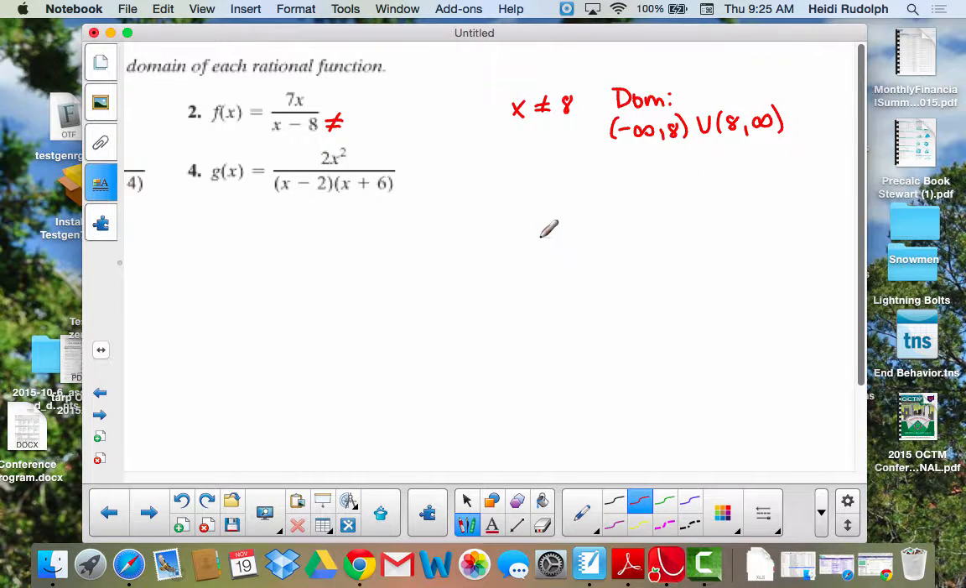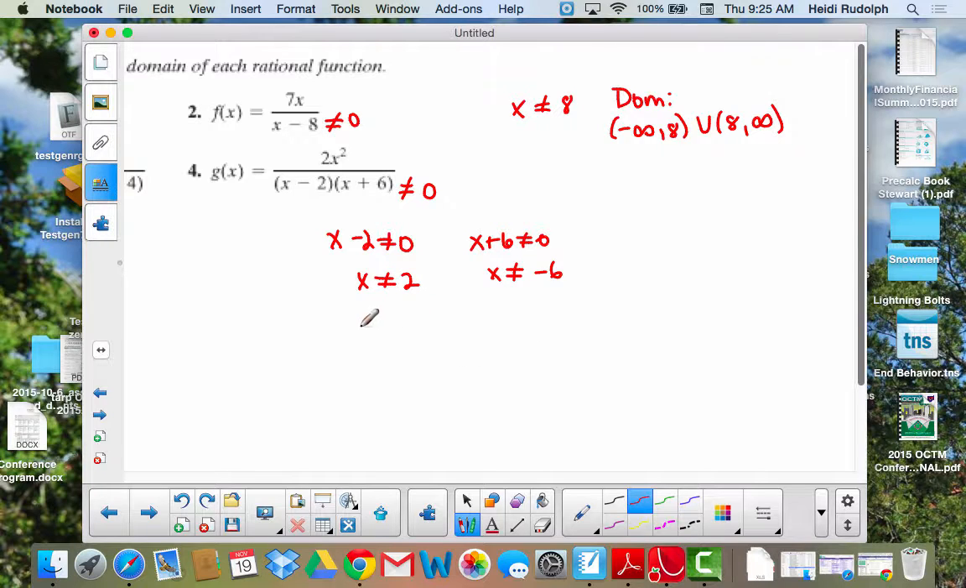Now, let's take this one. Set the denominator not equal to 0. So x minus 2 can't equal 0. x plus 6 can't equal 0. So x can't equal 2. x can't equal negative 6.